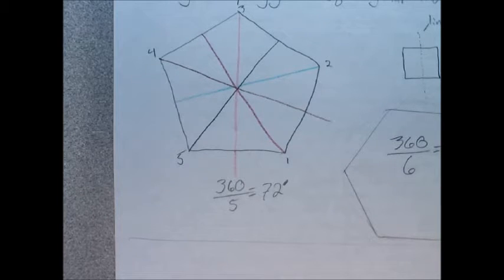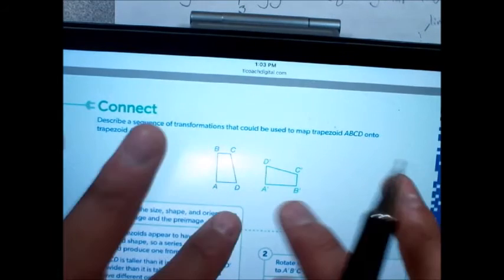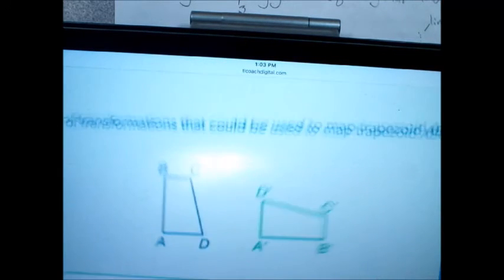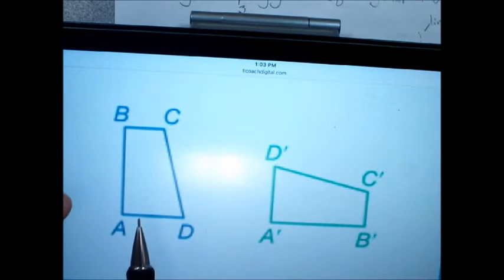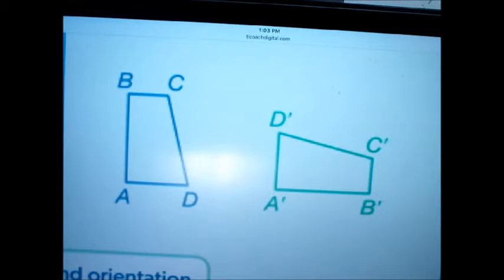Let's talk about this one. So if we look at the original image, it says describe a sequence of transformations that could be used to map this trapezoid ABC onto the prime image of it. So it starts here and it ends up there. Okay, this is a lot like Tetris. How am I going to get these two to match up? So pretend this is the hole that you need to get your Tetris block into, and this is your Tetris block. I need to do what with this and what with this?